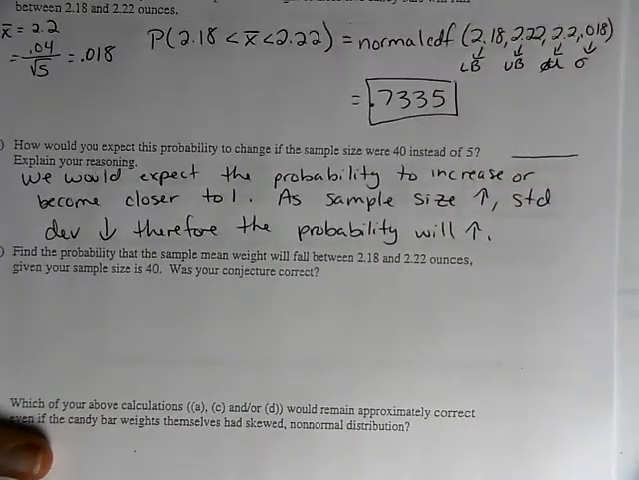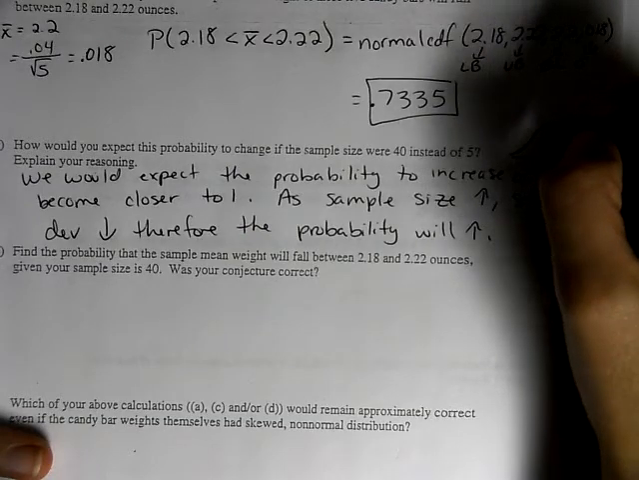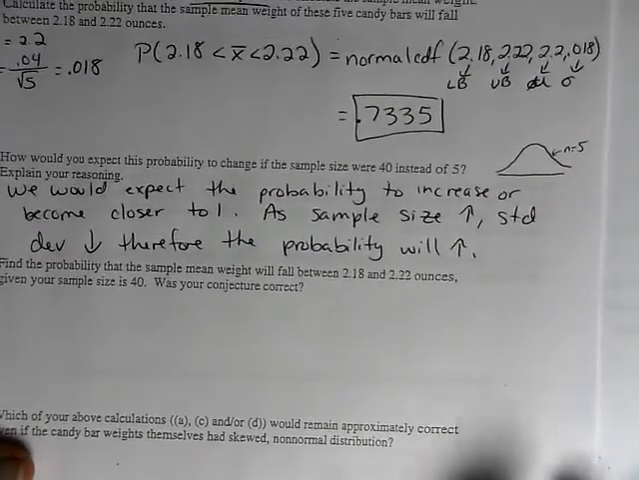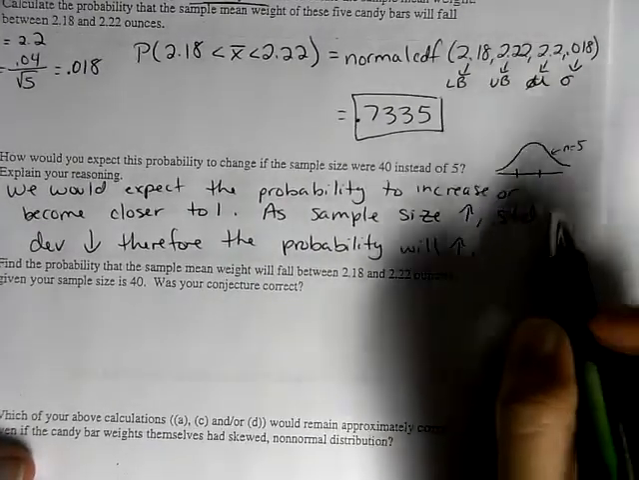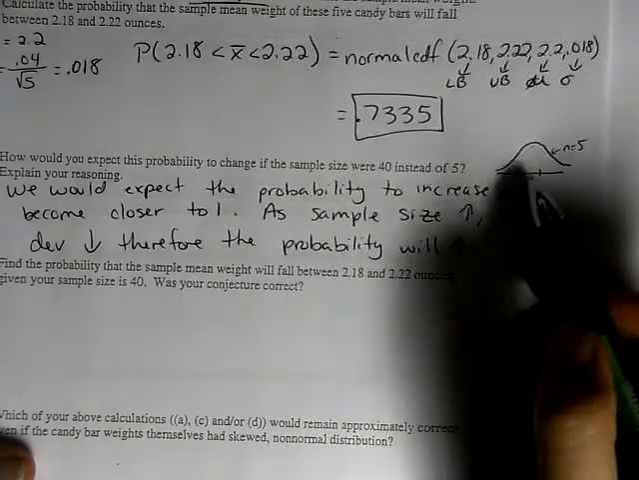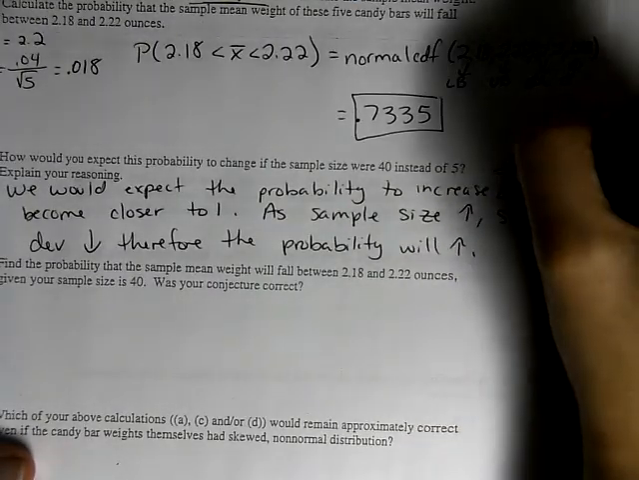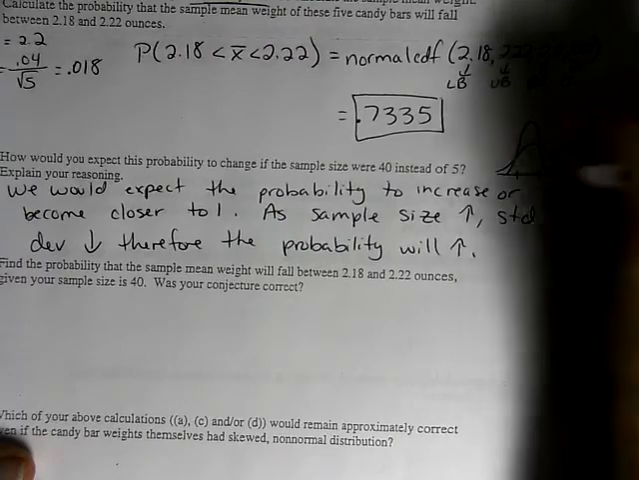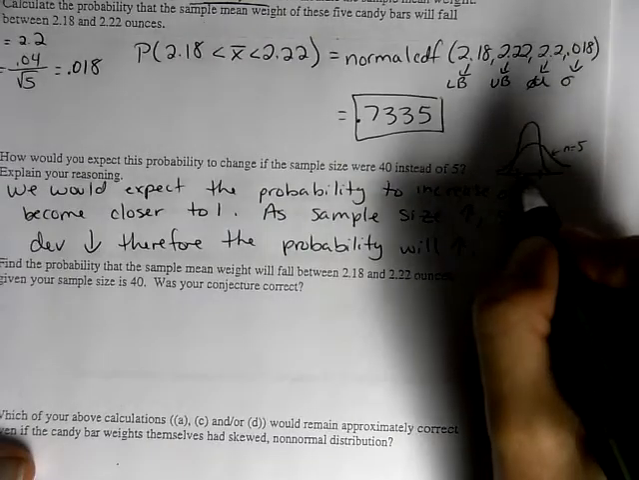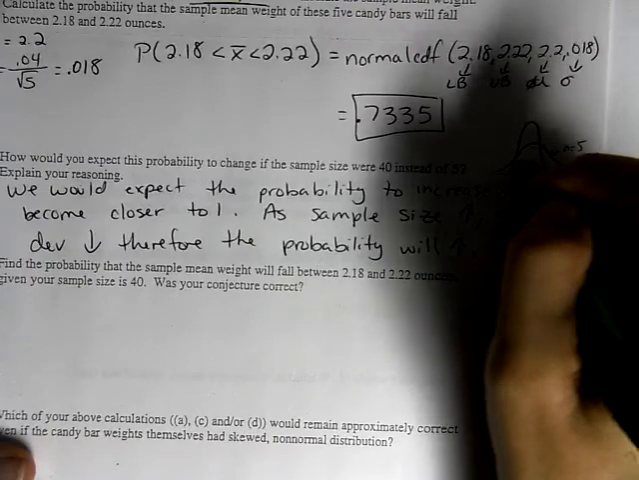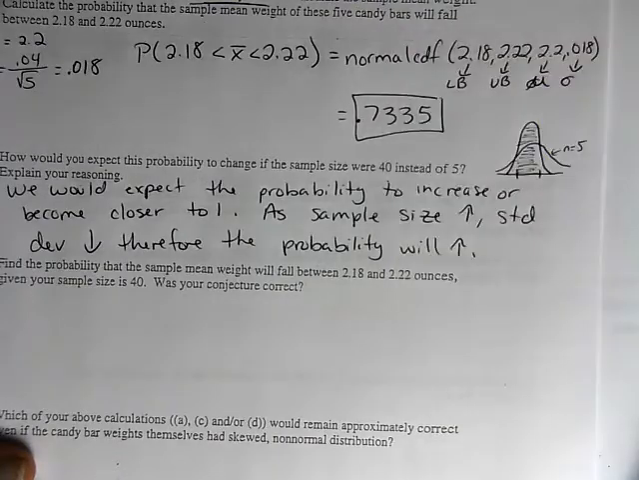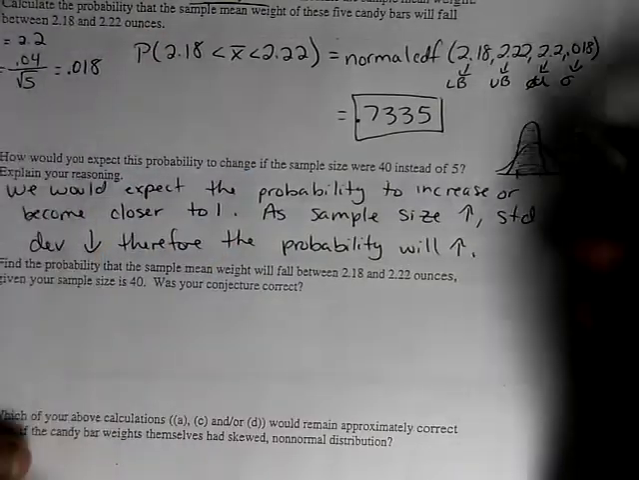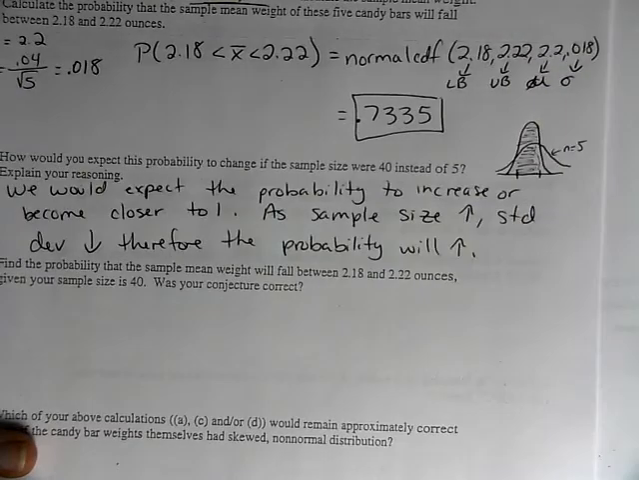Now if you need a visual, think about a normal distribution. If n is 5, we have a wider standard deviation. Looking at the area under the curve between here and here, you get about 38%. Now if I take a sample size of 40, my standard deviation gets much smaller, so your bell curve becomes much taller. The area under the curve now becomes much more. You're taking your normal distribution and shrinking it, so the area under the curve becomes more.